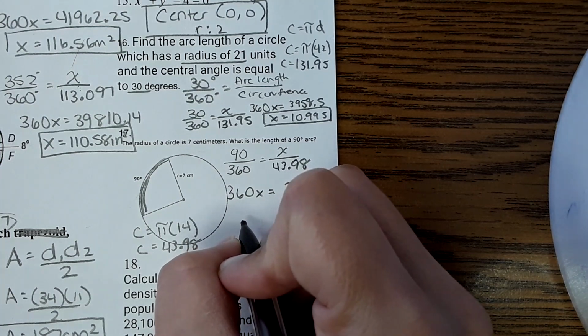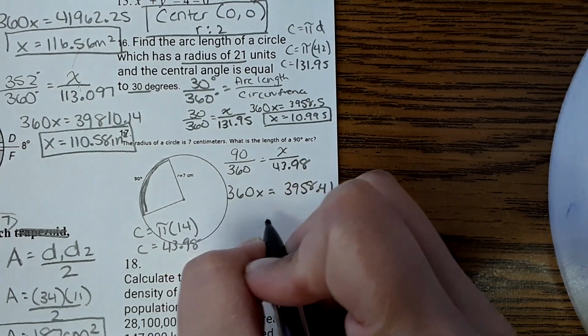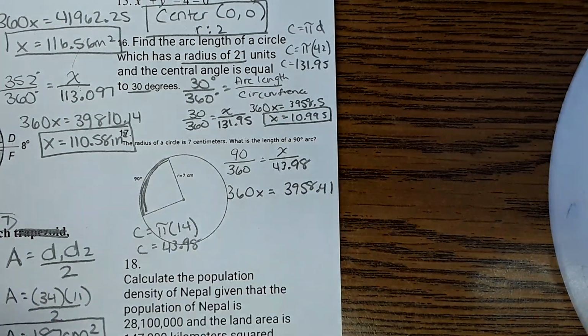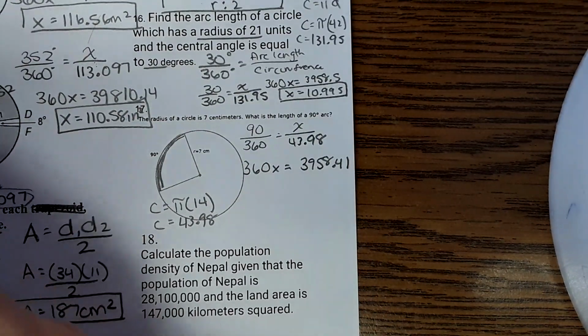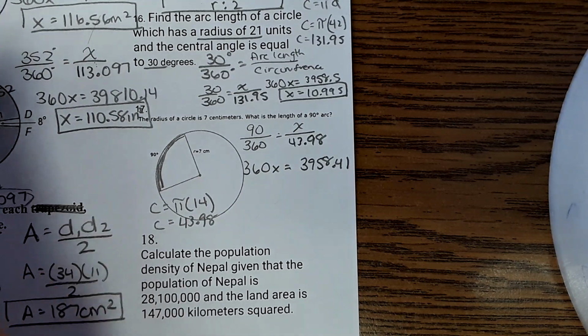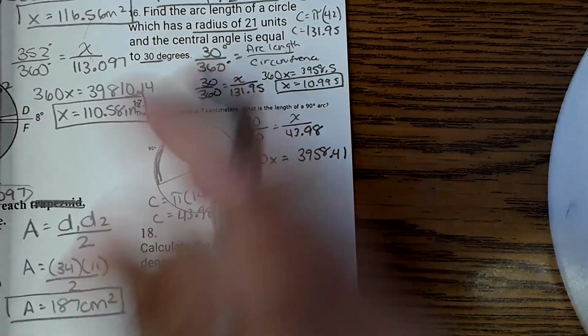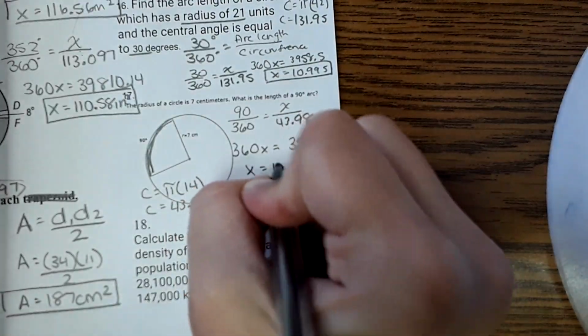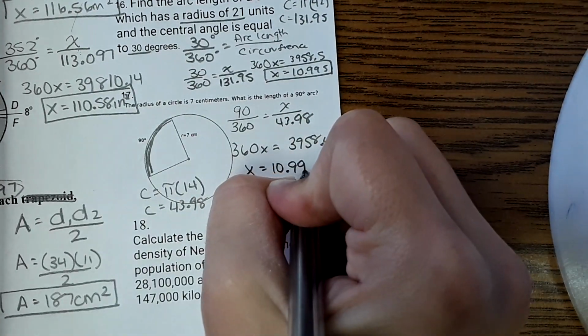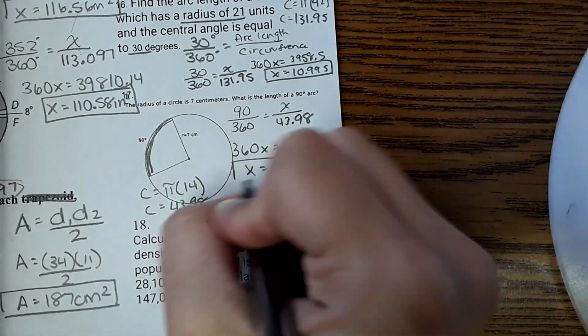Why did it come out to the same thing? I don't know. Okay, let's see. 14 pi times 90. That's weird.